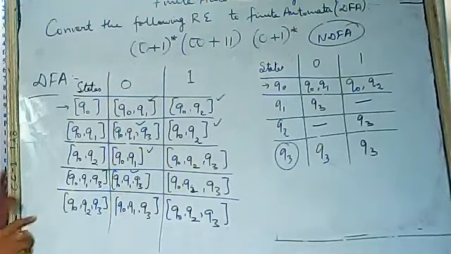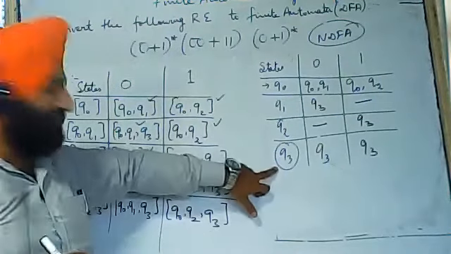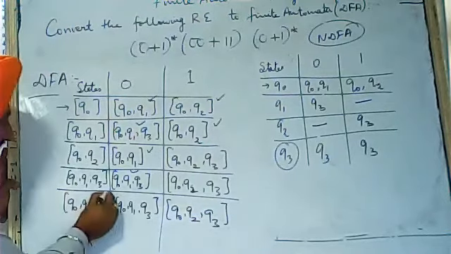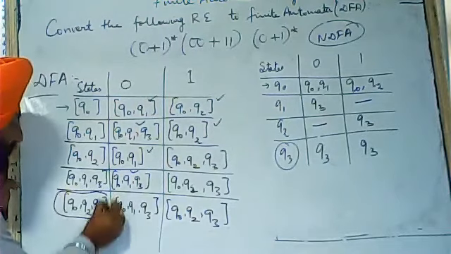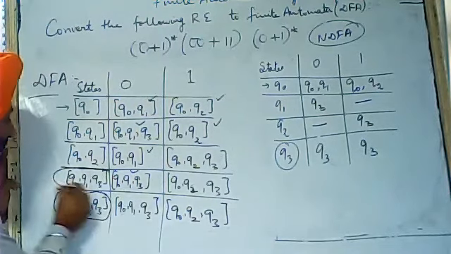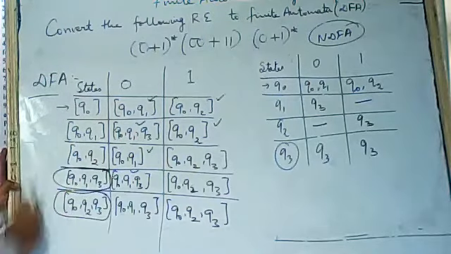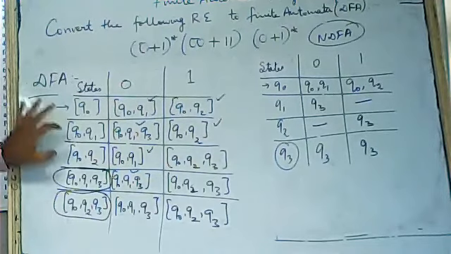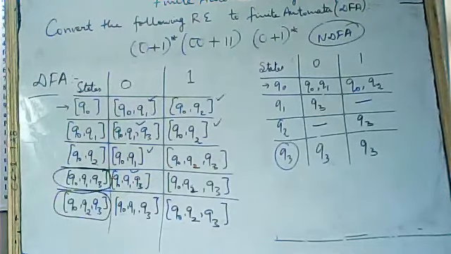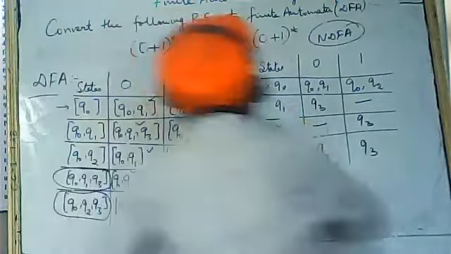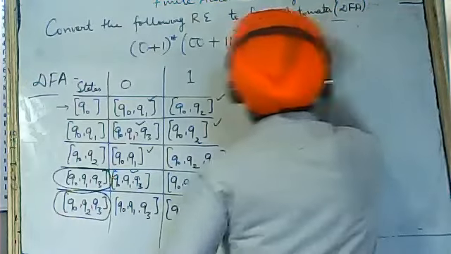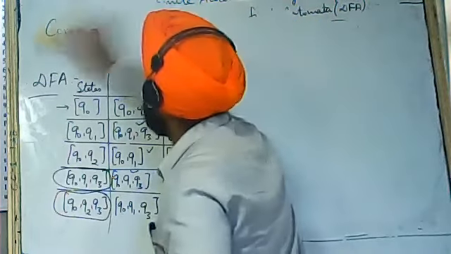After that, q3 is the final state. So in this table, you need to mark all these states where q3 is coming. So these two states will be marked as your final states. So this is the table for DFA. After this, you will have to draw the diagram, the corresponding transition diagram for DFA.